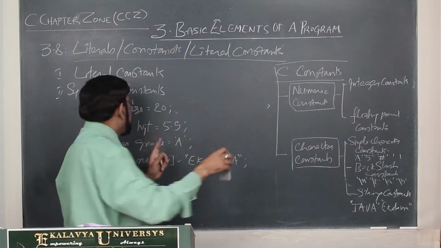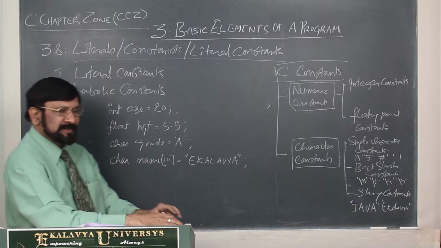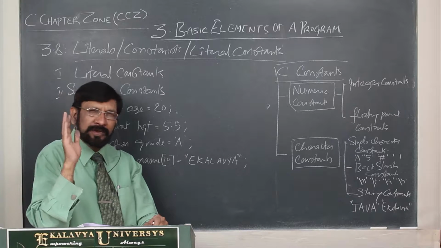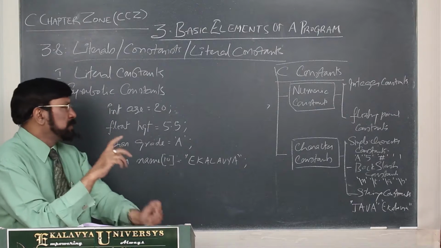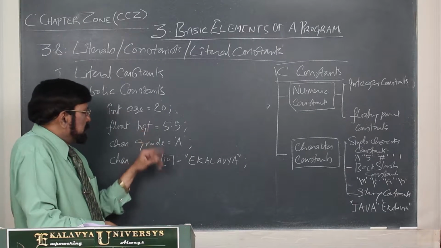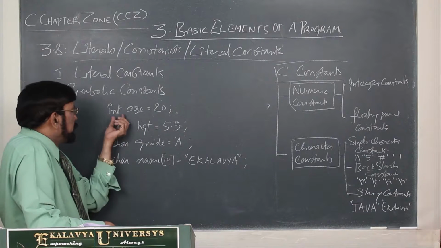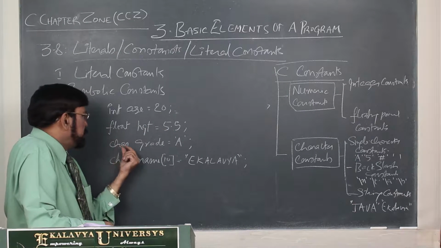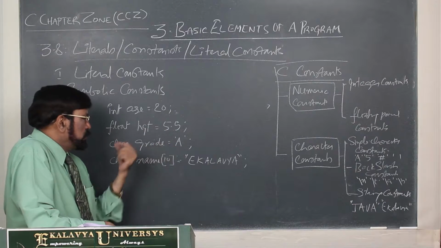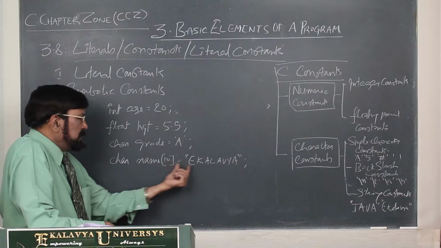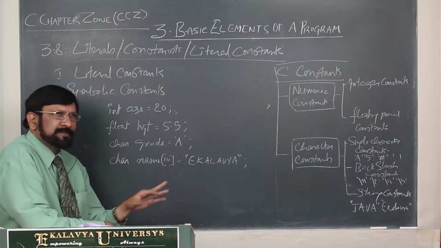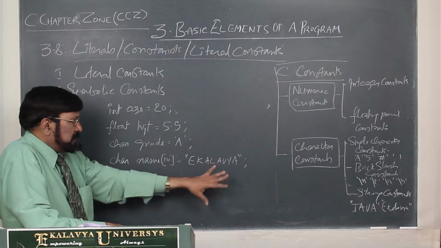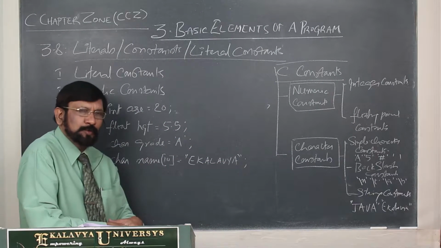And regarding literal constants, I have to give a deeper explanation, then only you can own it. Otherwise some confusion will be there. Now you see, here I show you some declaration statements. int age = 20; float height = 5.5; char grade = 'a'; char name[] = "Ekalavya". This is a string declaration, which so far I didn't explain. In forthcoming chapters I will explain. However, for the sake of integrity, I am giving this also.